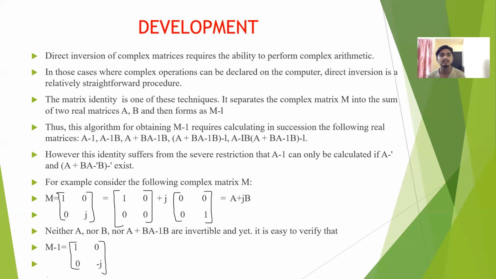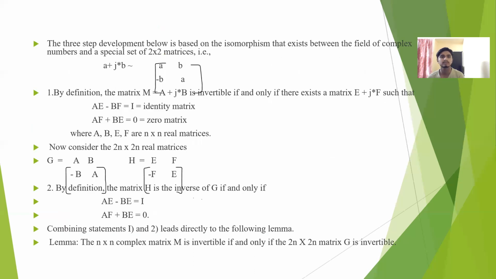However, this identity suffers from severe restrictions: A inverse can only be calculated if A and A plus B A inverse B exist. For example, consider the following complex matrix M. M is equal to [1, 0; 0, j], which is equal to [1, 0; 0, 0] plus j times [0, 0; 0, 1], equal to A plus jB. Neither A nor B, nor A plus B A inverse B, are invertible, and yet it is easy to verify that M inverse is equal to [1, 0; 0, minus j].